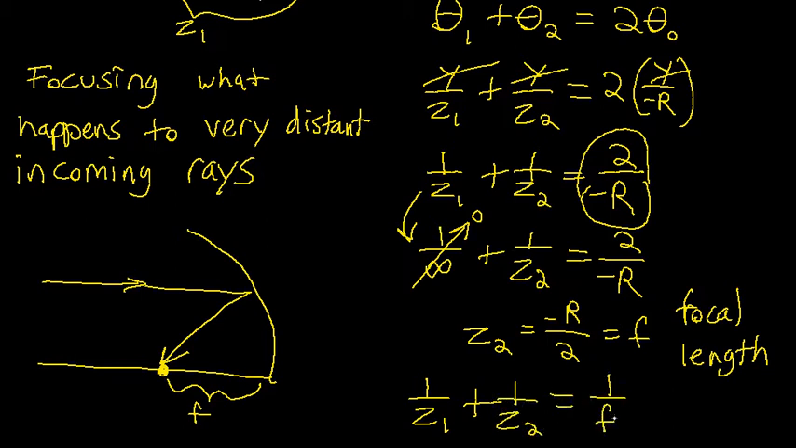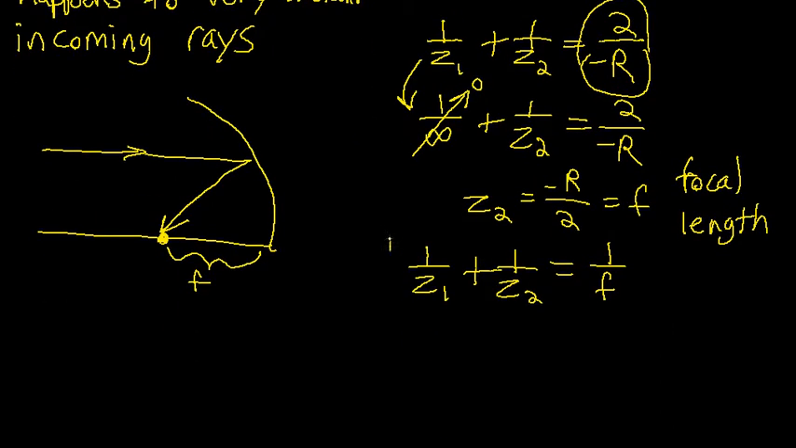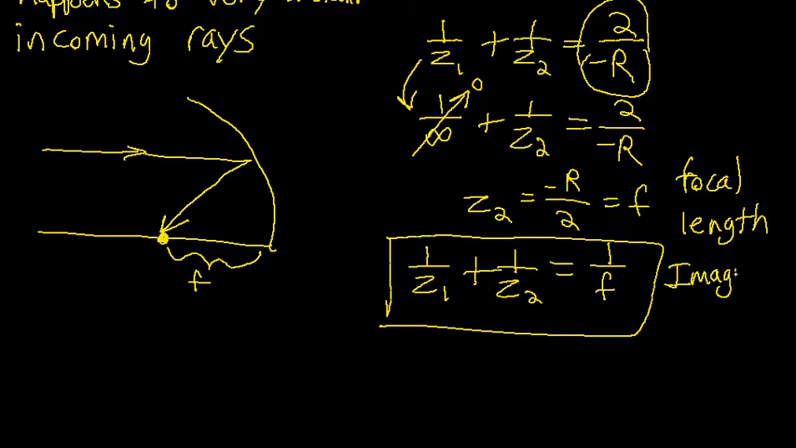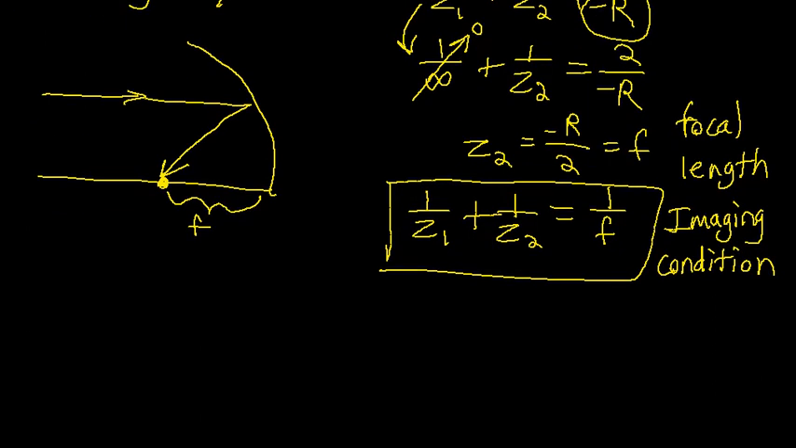1 over f. And this is extremely important. This is called the imaging condition. And this turns out to be true for lenses, mirrors, what have you, anything that's curved, anything that has some kind of focus. The original distance from the original ray and the ray coming off of the system is related to the focal length in this way. This is where the image turns out. In this case, the image is at the focal length because z1 is so large.